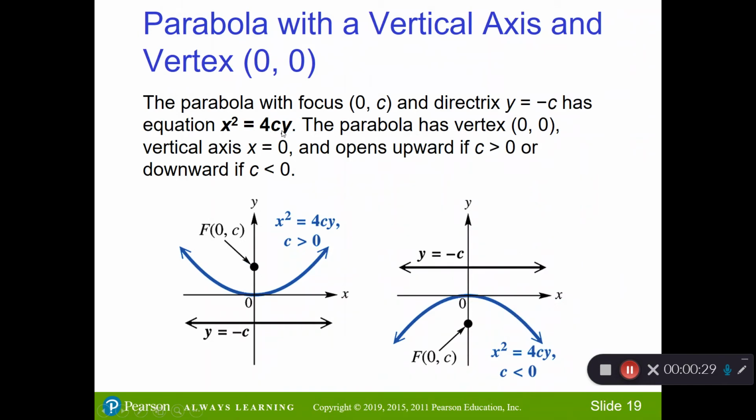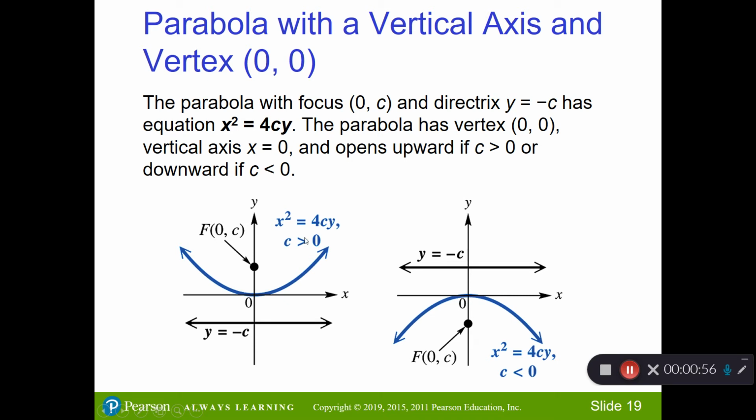Now, the distance from the origin to the focus, or from the origin to the directrix, we call that value c. We're putting our center at 0, 0, the focus up at the point 0, c, and the directrix back at y equals negative c. Then our equation is x squared equals 4cy, where that c is that distance.